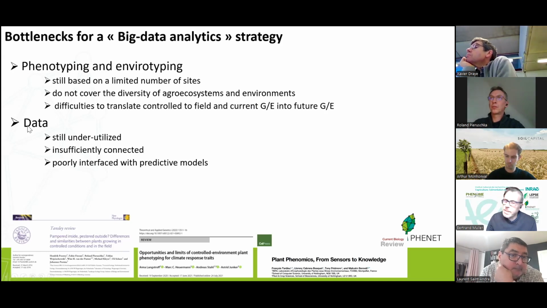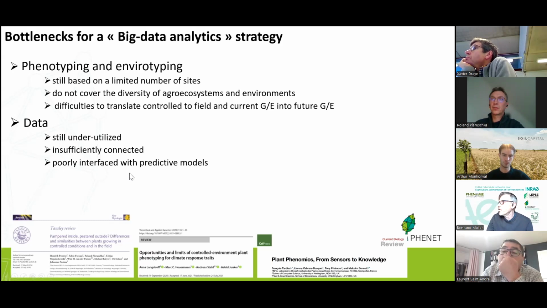A second bottleneck is about the data, which we believe are still underutilized. We produce massive amounts of data, but we should acknowledge a good part of them are insufficiently used. They are insufficiently connected with one another, and they are globally relatively poorly interfaced with predictive models.